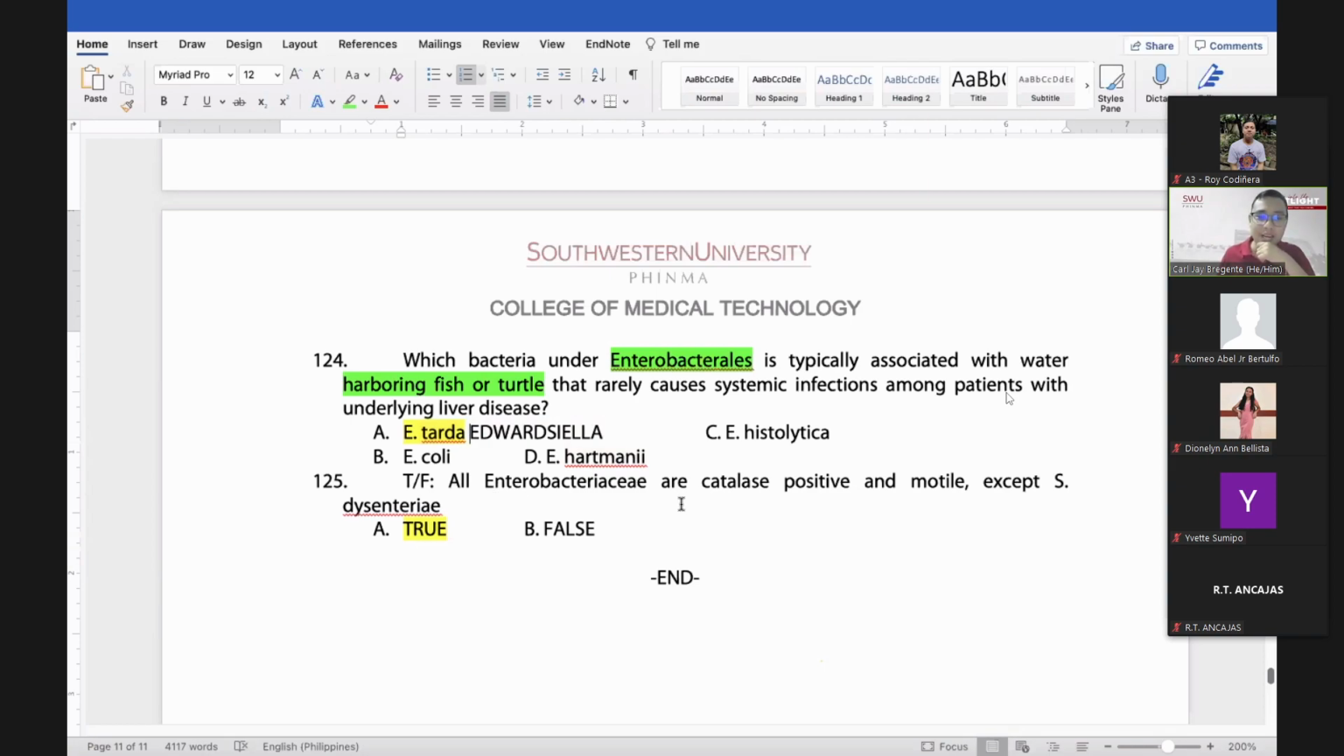125, all Enterobacteria are catalase positive and motile except for Shigella dysenteriae. The correct answer is true.